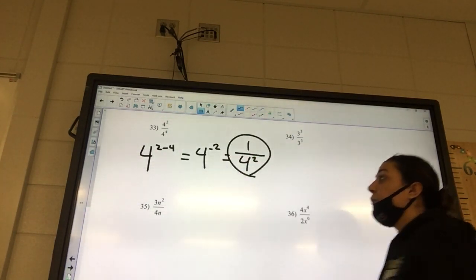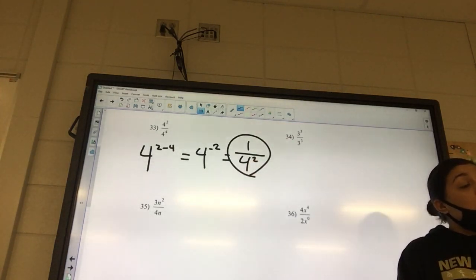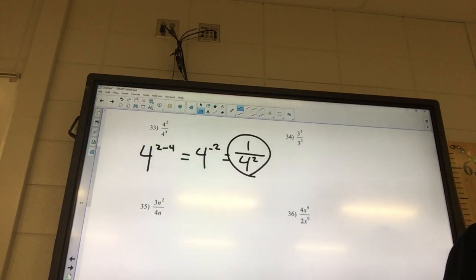Okay, see how this has 4 to the 2, 4 squared? We leave it because it's just numbers. If it's numbers and letters, you have to figure out what that number is. Okay? So make sure that you're stopping when you're supposed to stop.